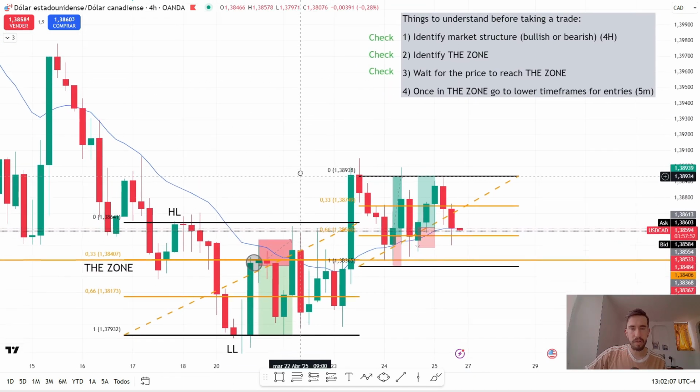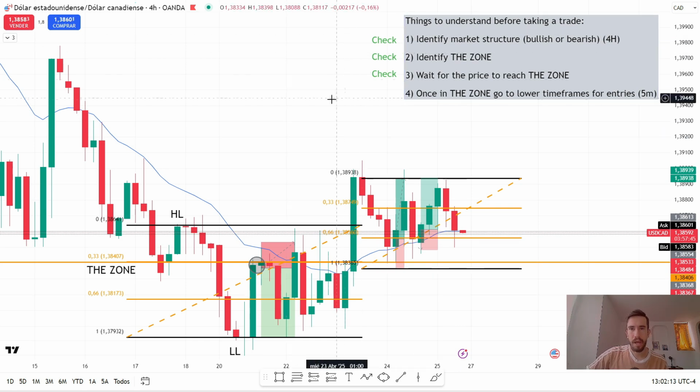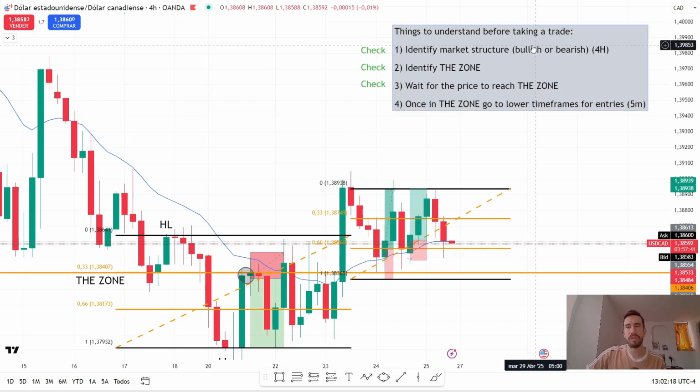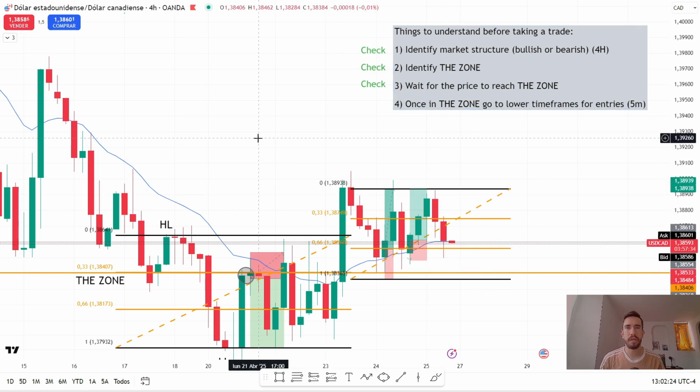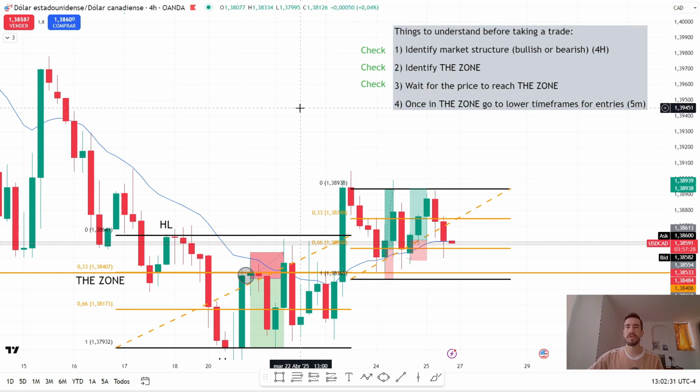All of this that you've seen on the screen is the explanation of the last video. We were talking about market structure. Just to summarize, in the last video I told you how to identify the market structure, and how to identify the zone, which is the area that we're looking to buy or to sell depending on the market structure. Wait for the price to reach the zone. And in this video, I'm going to show you the conditions to look for the entry, okay?